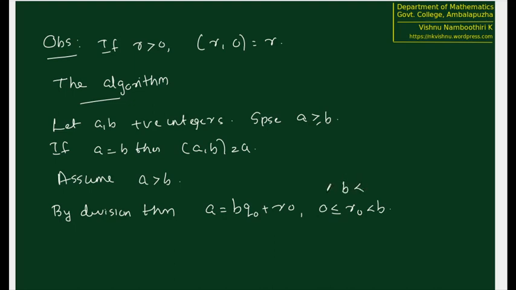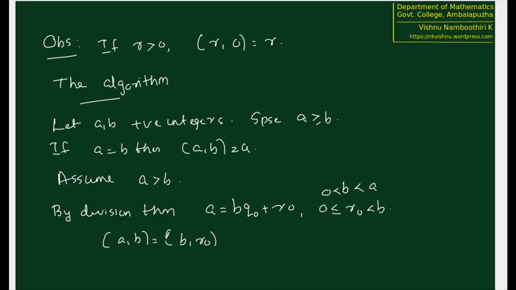B is positive, so 0 less than B less than A. So we have to find the GCD of B and A. Instead of that, by the previous observation, GCD of A, B is the same as GCD of B, R naught. So instead of finding the GCD of A and B, we can find the GCD of B and R naught. Now B is less than A and R naught is less than B. Therefore, we now have to find the GCD of two smaller numbers. That is the good thing about this observation.